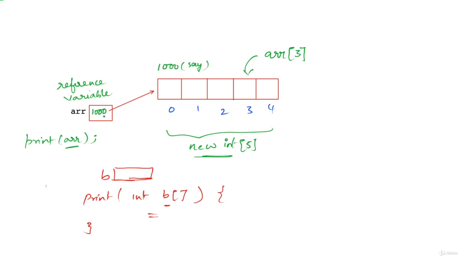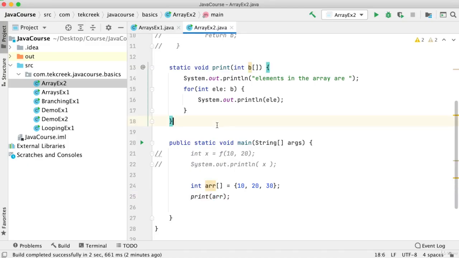arr is nothing but the address. The address is, say, 1000 in this case. Now we are passing the same value to B, so B also holds 1000. Now B is also pointing to the same array. So what do you mean by this? If you make any modifications to the array within the function, that is going to affect arr. Just remember that. Okay, now let's go back.